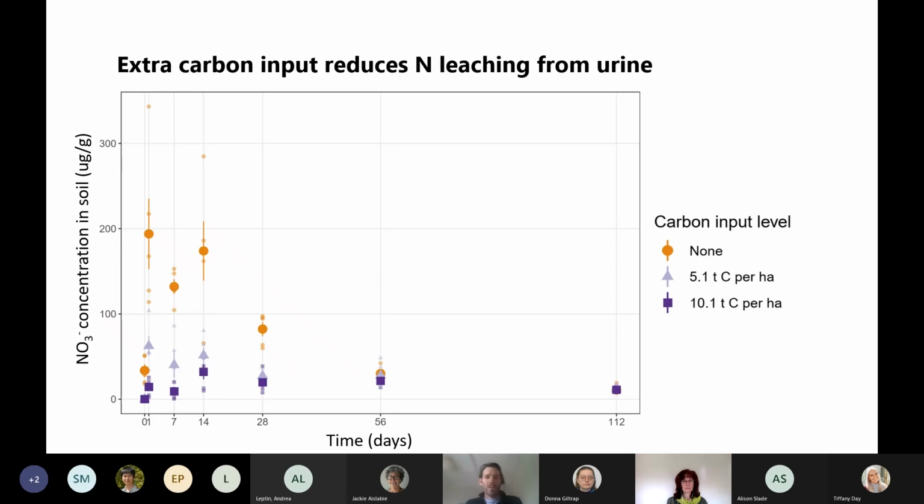This showed that adding carbon did indeed reduce nitrogen losses. For example, this graph shows that urine with no added carbon, represented by the orange data points, results in a large spike in soil nitrate concentrations over about 14 days, which then declines from about 28 to 56 days. In contrast, urine with added carbon, represented by the purple points, results in considerably lower concentrations of nitrate over the same periods of time. Now we know that these reductions in nitrate are attributed at least in part to carbon-stimulated microbial uptake of nitrogen.